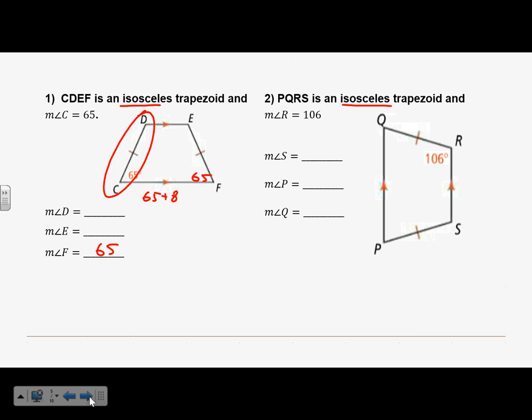So 65 plus D, if you want to put an X in there, that's fine, is equal to 180. So 180 minus 65 is 115. So that's 115. And again, you can do the same thing with angle E, but it also has to be 115 because if it's an isosceles trapezoid, the base angles are congruent.